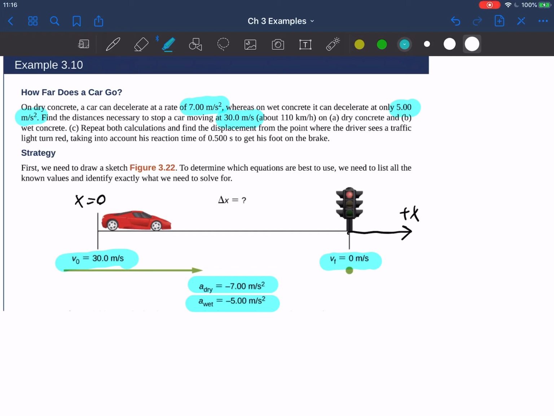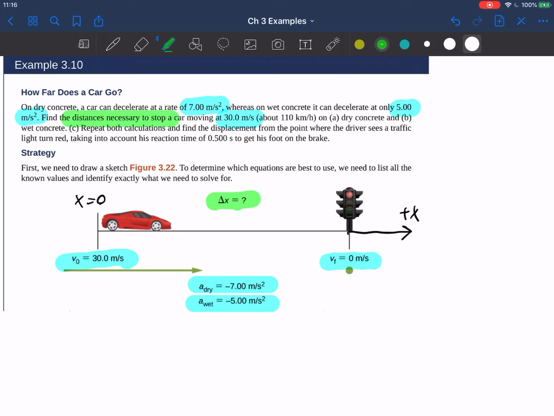This is negative acceleration. Okay, and so in part A and part B, they want us to identify the distances necessary to stop. So what is our unknown here? The unknown is our displacement. How far is it from where this car hits the brakes at position x equals 0 to where they come to a stop?